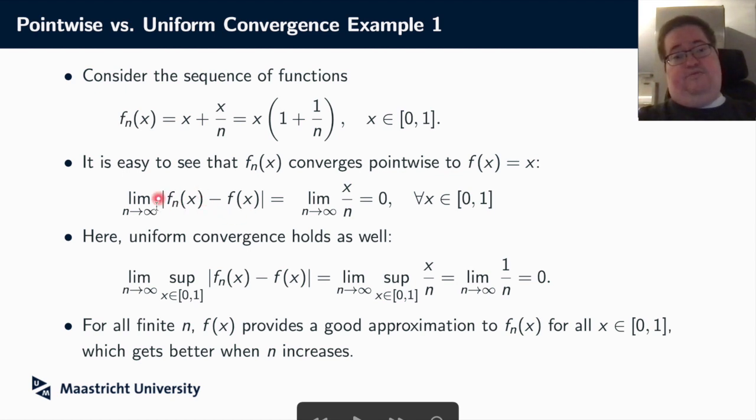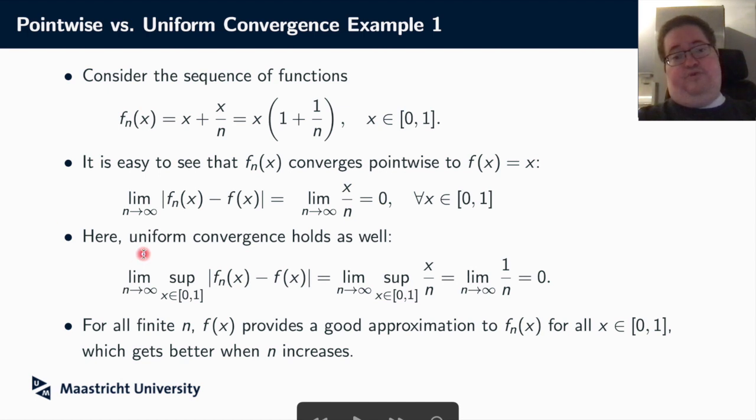So we take the limit of the absolute value of fn of x minus f of x. Well, that limit is just x plus x over n minus x. So it's just x over n. And we know that x is positive, so we can leave out the absolute value signs. So we have the limit for n going to infinity of x divided by n. But x is just some number between 0 and 1. So this will of course converge to 0. Well, that proves pointwise convergence.